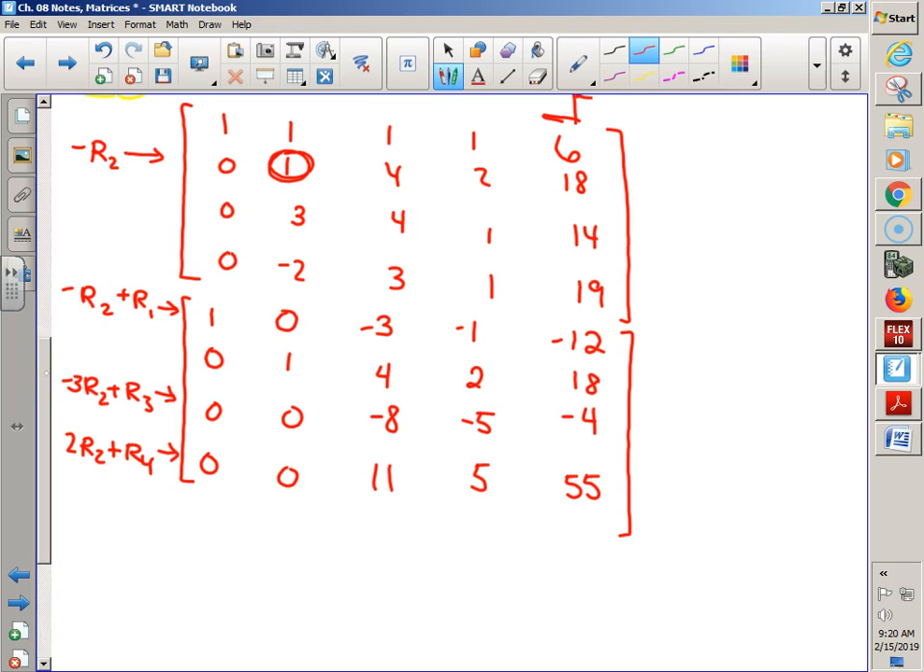And then -3. Oh, the -4 is off. Thanks, Kathleen. -3 times 18 is -54, and -54 plus 14 is -40. Thank you, kiddo. I was doing the -1 for some reason in my head.